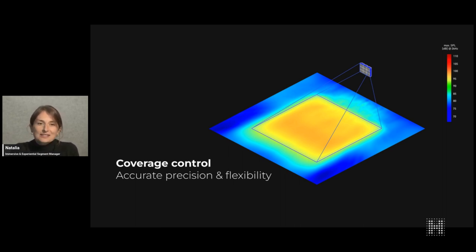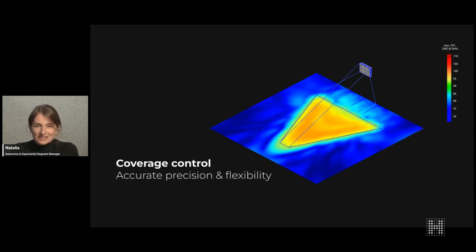Now, you design your audience area. This could be a square like here. It could be a triangle. You can really go creative with this. One other element here is that we control, obviously, independently in horizontal and vertical dimensions. So it's a very flexible and a very precise way to steer sound and cover audiences.